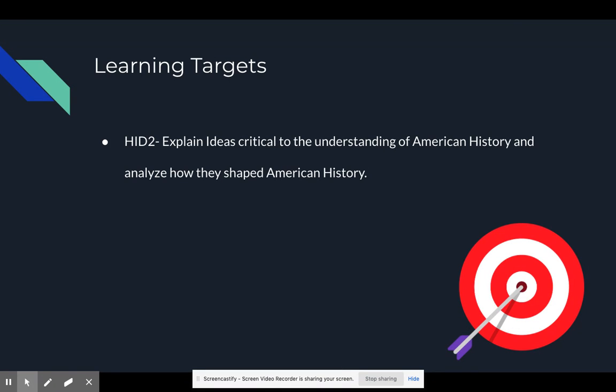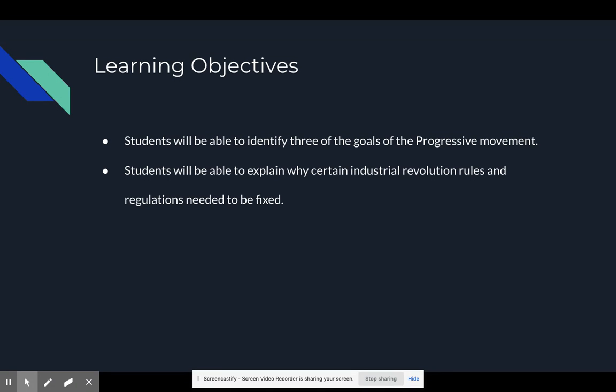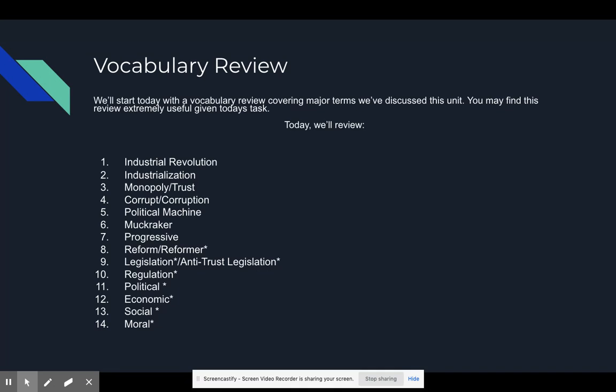So the learning target today is just one, HID2: explain ideas critical to the understanding of American history and analyze how they shaped American history. Learning objectives: students will be able to identify 3 of the goals of the progressive movement, and students will be able to explain why certain Industrial Revolution rules and regulations needed to be fixed by the progressive movement.